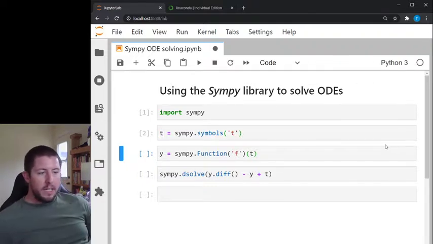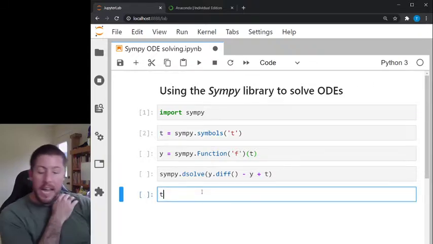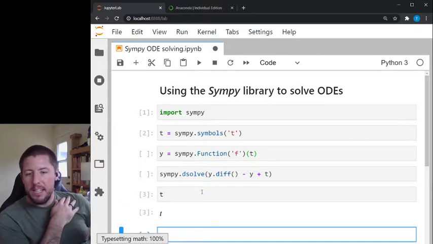So the important thing that's going to happen here is that my notebook now understands the standalone letter t to be a SymPy symbol, right? And so now what I can do, for example, is I can just say, hey Python, what's t? And it tells me, oh, it's t. That's what t is, it's t.